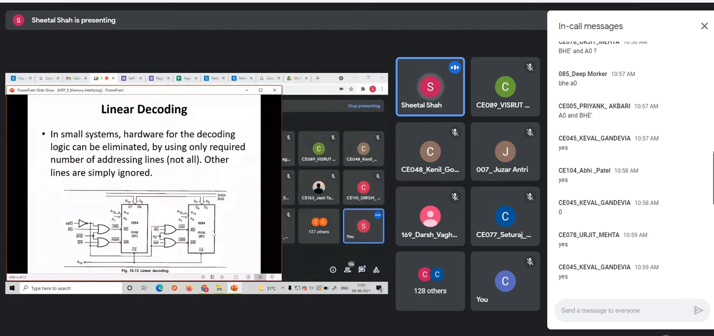Next comes linear decoding, which is also known as partial decoding. Here you can see a similar 8K RAM IC taken in this example. A0 is connected here, BHE bar is connected to the odd bank, D0 to D7 is connected to the even bank, and D8 to D15 is connected to the odd bank. Now, you can see that only one address line, A19, is used to select both these ICs. When A19 is 0, these two ICs would be selected. Do you agree to this, all of you?